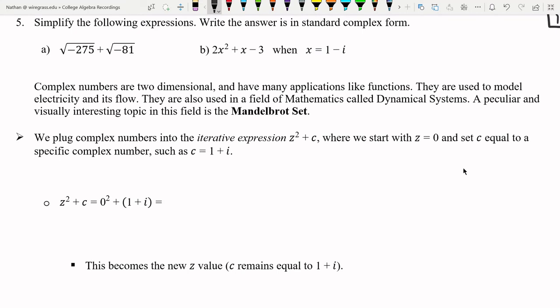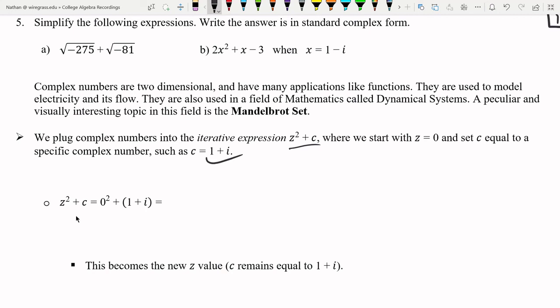So a very basic idea is to use the iterative expression. This is how we're going to build the Mandelbrot set. The iterative expression z squared plus c. So z is going to start as 0, and c we're going to set to some complex number that we choose. In this case, let's just choose 1 plus i. So the iterative expression means that we're going to plug 0 into here and calculate with our desired c value. So z squared plus c.